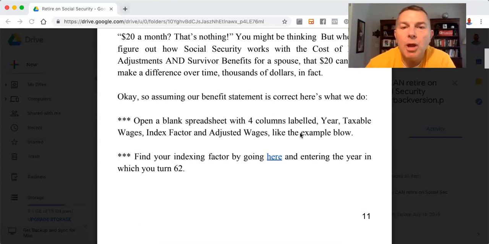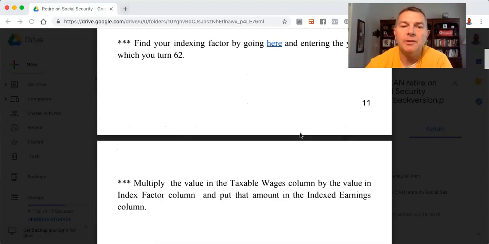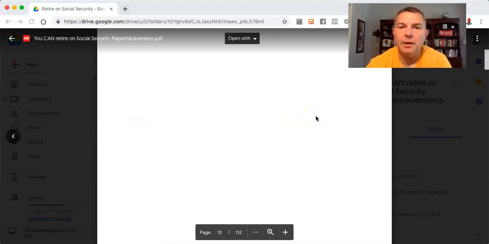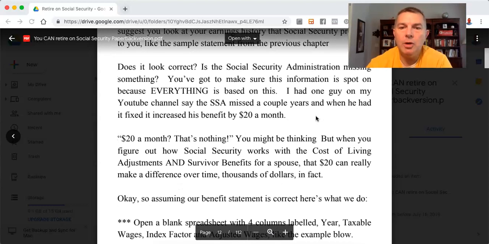Okay, so assuming our benefit statement is correct, here's what we do. We open a blank spreadsheet with 4 columns labeled year, taxable wages, index factor, and adjusted wages, like this example below. And here's the example below, right there. So year, taxable wages, index factor, indexed earnings, all right?